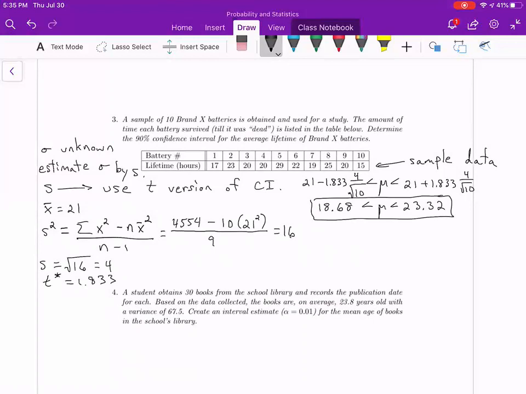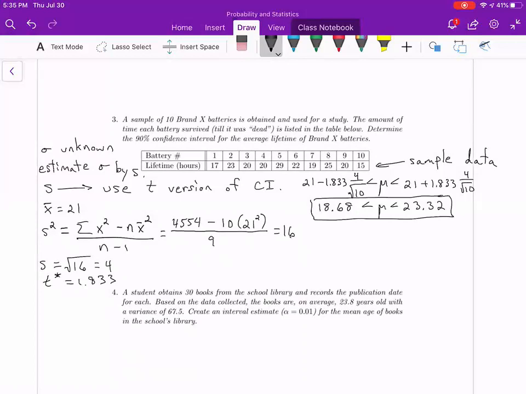Is anyone getting either of those values? All right, I got one response. Anyone else? Wait, how did you get 1.833 again? Is that the chart? Mm-hmm. Yeah, critical values, anything I label with a star, so T star, Z star, those are table lookups. They're not calculations.